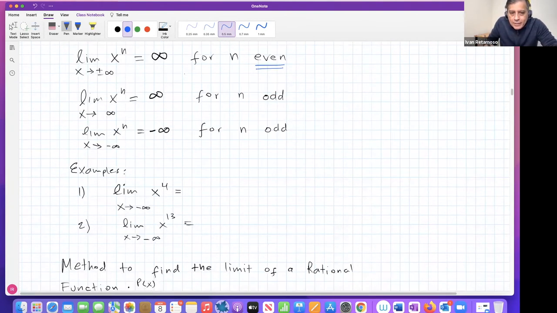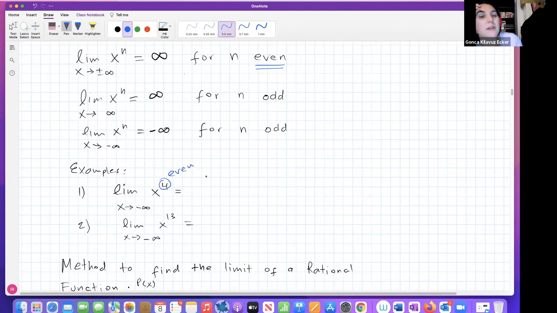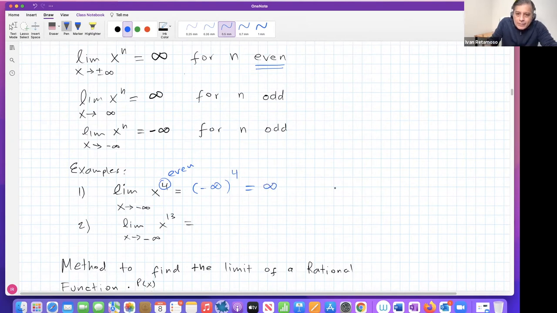Now with this, we can quickly say, for example, that the limit of x to the 4, since this is even, is positive infinity. There you go. Just think of plugging in this to the fourth power, which will make this positive infinity. Or you can think of a parabola-like graph and trace it, and it will give you this.